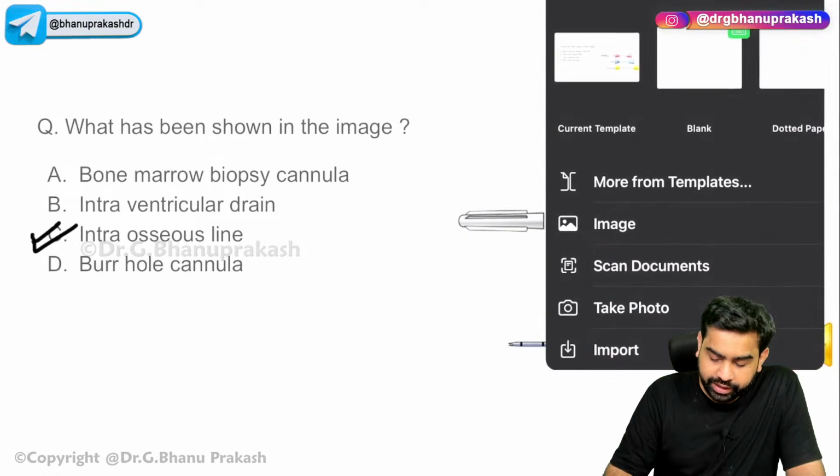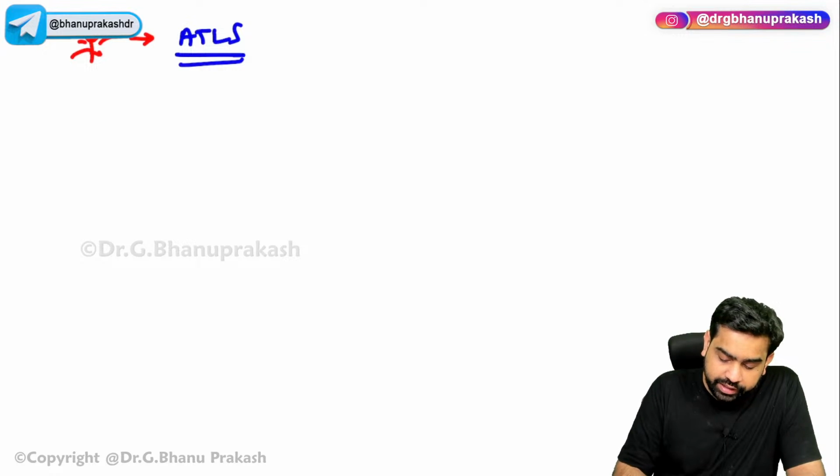Now what you need to understand is that whenever there is a patient with trauma, when the patient comes to the emergency, what you basically do is follow the ATLS guidelines, and then you follow this A, B, C, D.